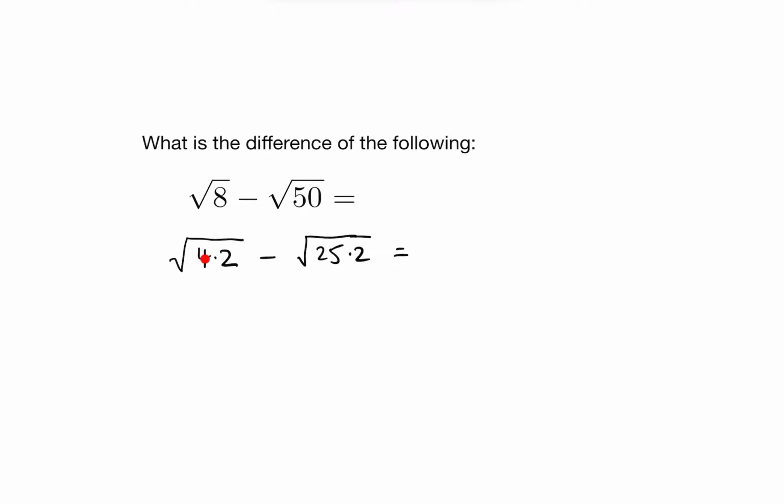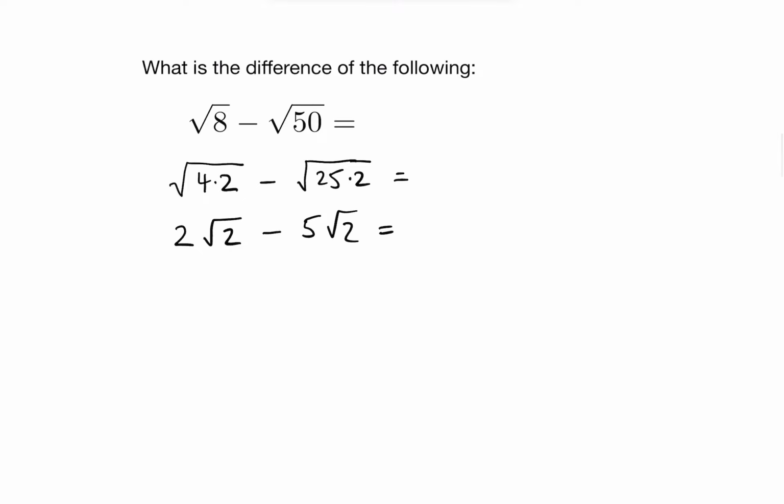Now watch what happens. In this radical, we have a 4 underneath the square root sign. So the square root of 4 we already know is 2. So this becomes 2 square root of 2, okay, minus, and the square root of 25 is 5, right? 5 times 5 is 25. So taking the square root of 25 is just 5. So then this works out to 5 square root of 2.